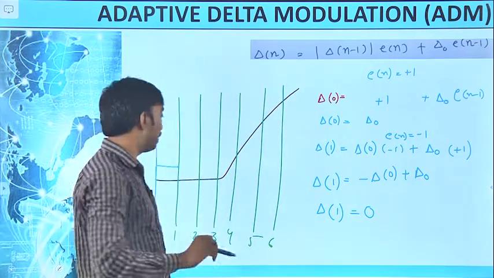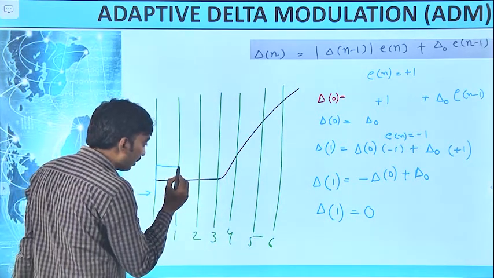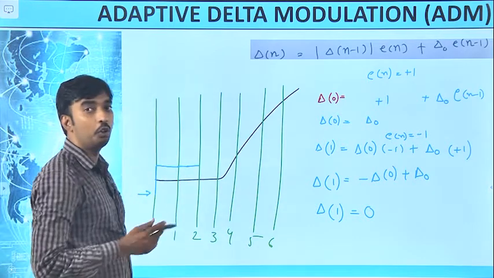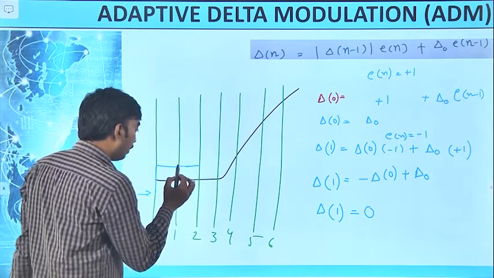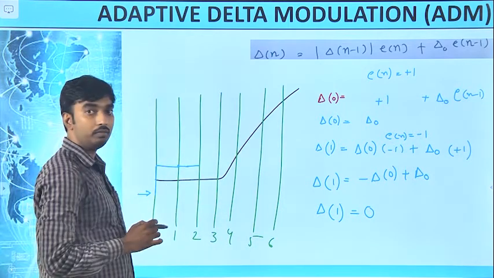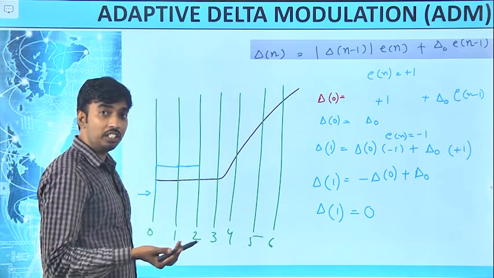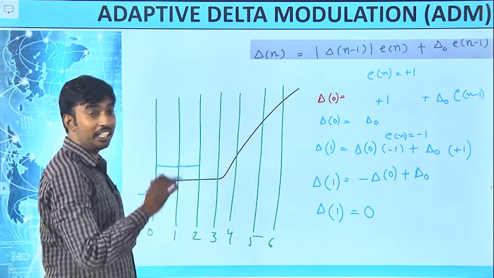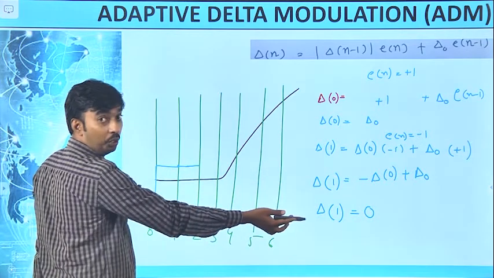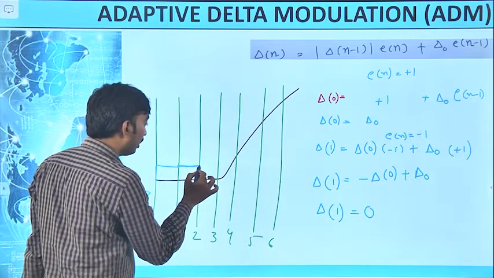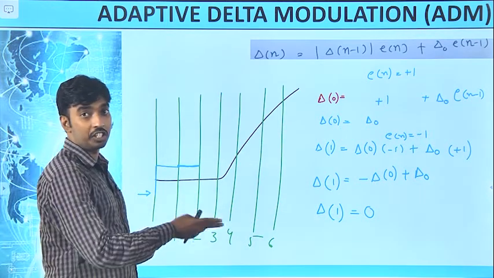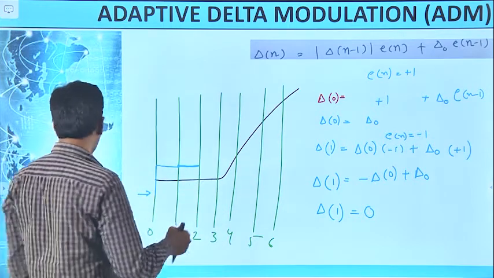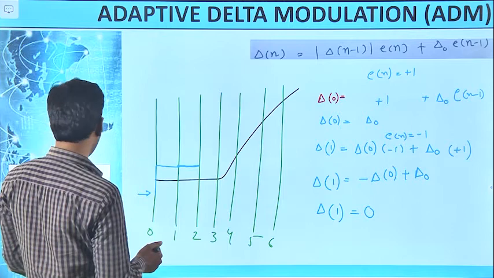When del of 1 is equal to 0, it continues, no variation, it follows. Whereas in delta modulation, what happened? It straight away comes down to minus delta. In ADM, the change is 0, right? That's why this is continuous, no fluctuations. In delta modulation, ones and zeros come into the picture. I will show you in delta modulation to compare this one.